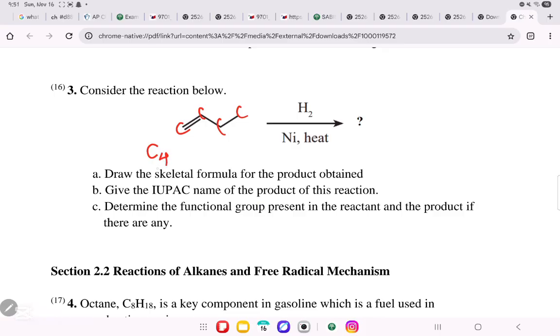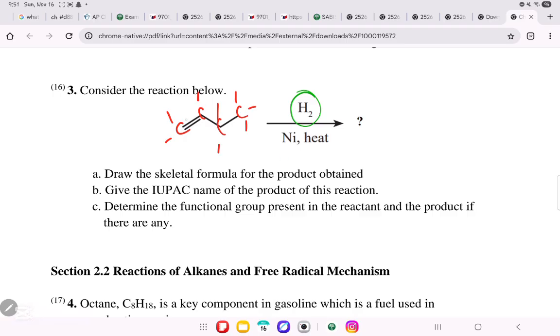So this alkene is C4, right? Let me just draw everything. So this is C, H, and H. So C4, H, 1, 2, 3, 4, 5, 6, 7, and 8. C4H8. Okay? Now what happens? What did they do to the C4H8? They added hydrogen to it.